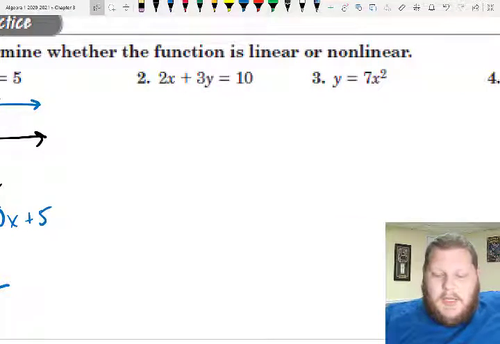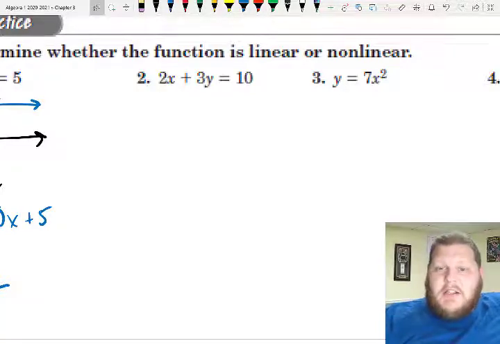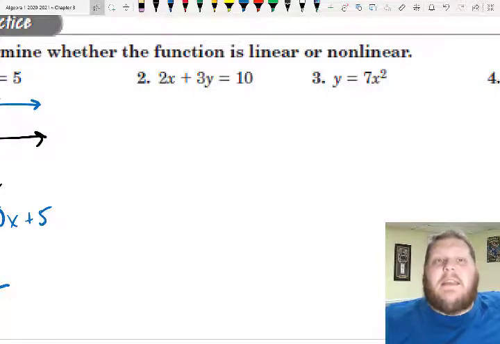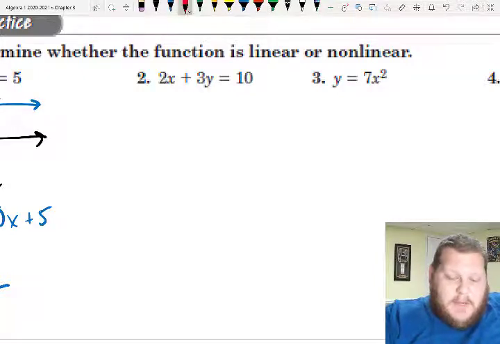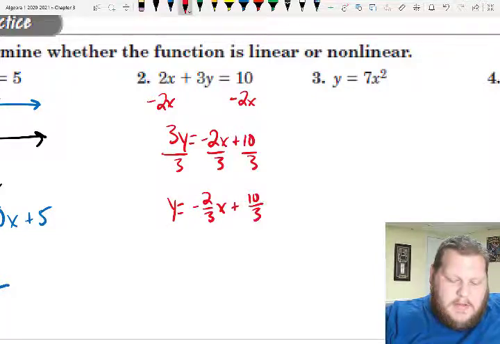For number 2, we're asked to identify if it's linear or nonlinear. Before we can make any conclusions, looking at this, I think it's linear. It looks linear to me. We've got x just on the main level to the first power, so nothing else really funky happening. But again, in order to guarantee that it is linear, we have to get y by itself first. So we're going to go ahead and solve this equation. If I want y by itself, I'm going to subtract 2x from both sides. That gives me 3y equals negative 2x plus 10. I divide by 3 all the way through, and I get y equals negative 2/3 x plus 10/3.